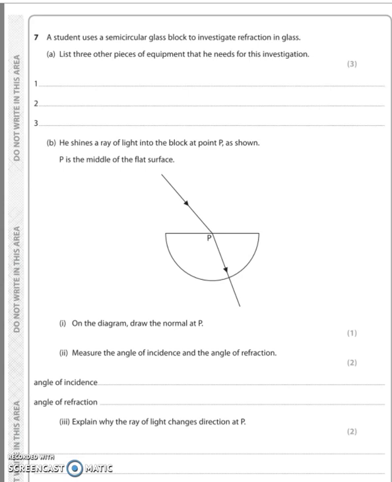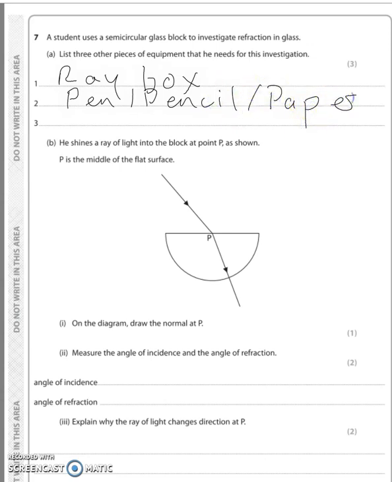So keep it simple here. Things that we're going to need. Number 1, some kind of light source. I'm going to say a ray box, but light source would be absolutely fine. Number 2, you're going to need something to draw the rays with. So pen, pencil, paper, something like that. Like I said, it's a pretty easy question. And the third thing you're going to need to be able to get your results is a protractor. Don't forget that one.